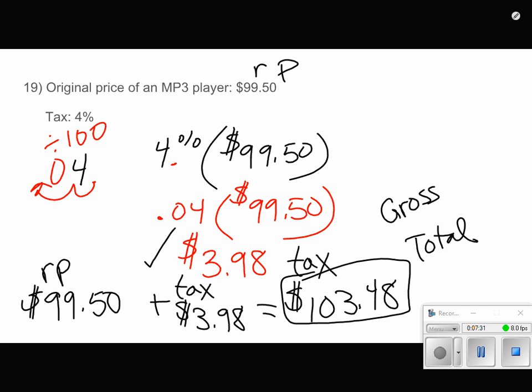And I think that was the last example. Yeah, that was the last example. So now you can go ahead and start working on the rest of the tax problems. And then when you finish those tax problems, you should be finished with your worksheet.